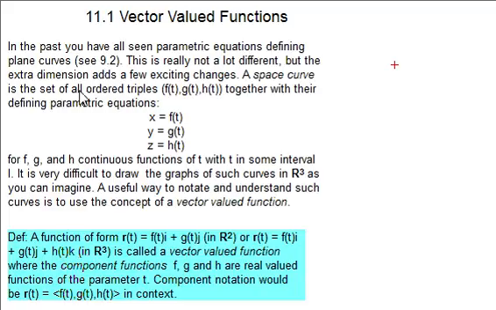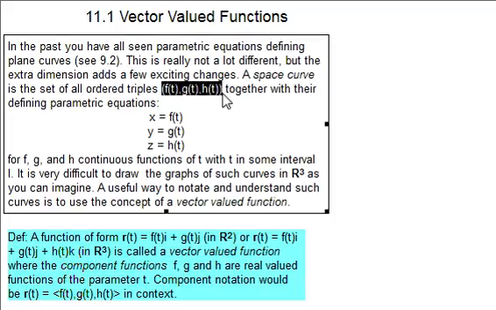So a space curve is a set of all ordered triples f of t, g of t, h of t, together with their defining parametric equations, x equals f of t, y equals g of t, z equals h of t, for continuous functions f, g, and h, and t is some parameter in some interval I. It's very difficult to draw these graphs, but I can do it with my nice software.